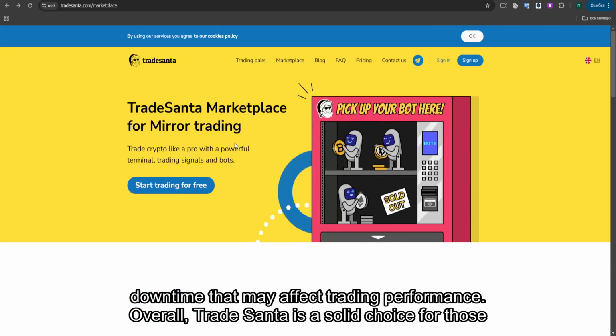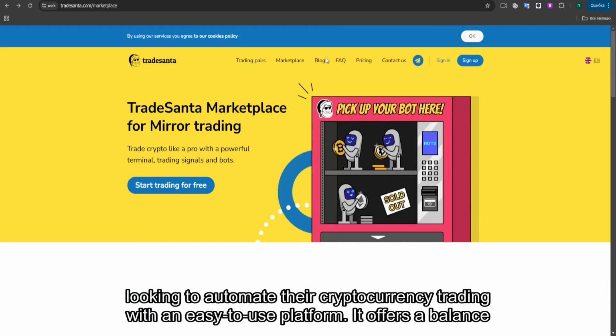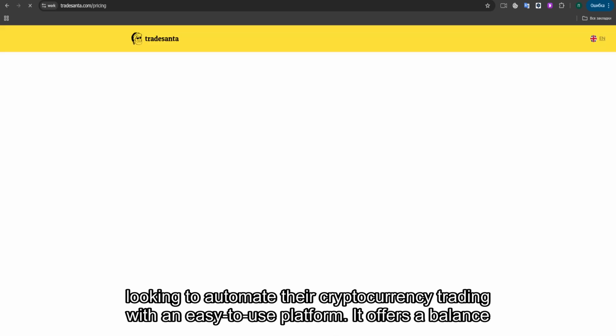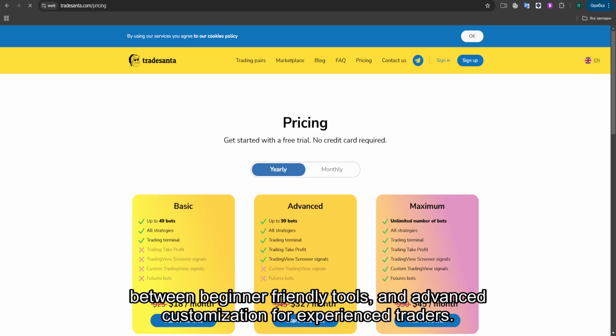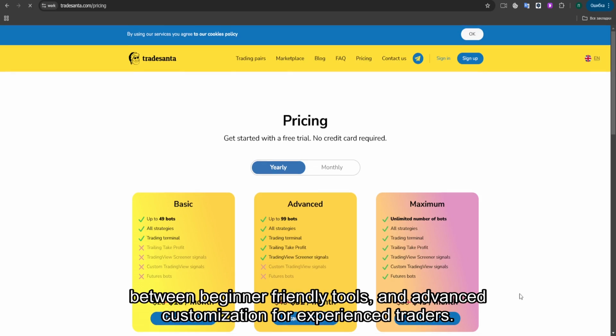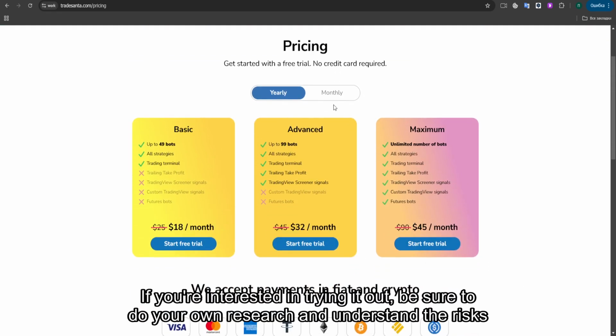Overall, TradeSanta is a solid choice for those looking to automate their cryptocurrency trading with an easy-to-use platform. It offers a balance between beginner-friendly tools and advanced customization for experienced traders. If you're interested in trying it out, be sure to do your own research and understand the risks involved in automated trading.